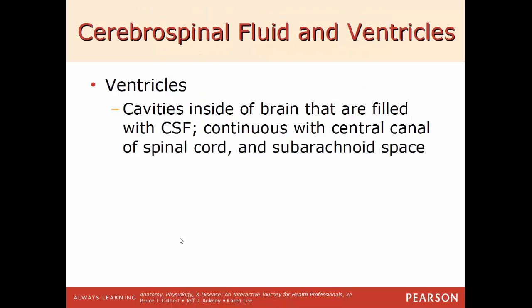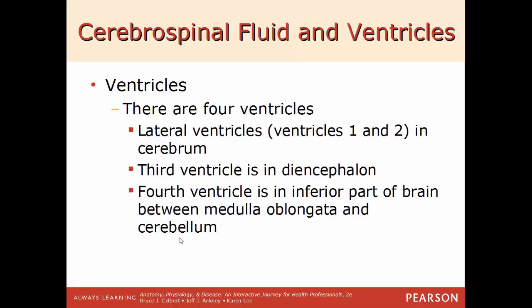All right, now we'll move on to the cerebrospinal fluid and the ventricles of the brain. The ventricles, these are cavities inside the brain that are filled with cerebrospinal fluid. These are continuous with the central canal of the spinal cord and also of the subarachnoid space. There are four ventricles in the brain. The lateral ventricles, ventricles number 1 and number 2, are in the cerebrum. The third ventricle is in the diencephalon. And the fourth ventricle is in the inferior part of the brain between the medulla oblongata and the cerebellum.